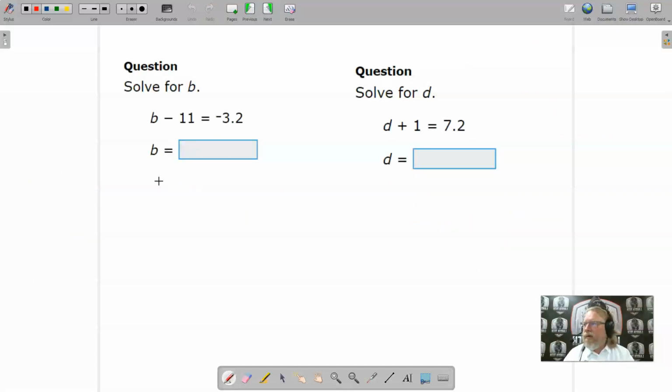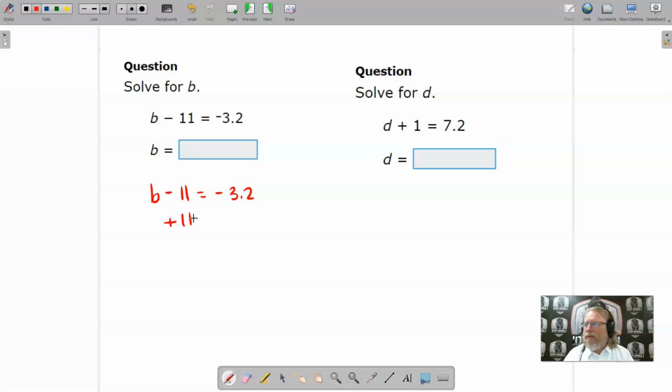All right, so we have b minus 11 equals negative 3.2. These decimals are going to show up in like the 80s and 90s. So you won't have to deal with them until you get to those higher scores on the activity. So the b is related to the 11 through subtraction. The opposite operation is addition. And we're going to add the value we actually wish to get rid of.